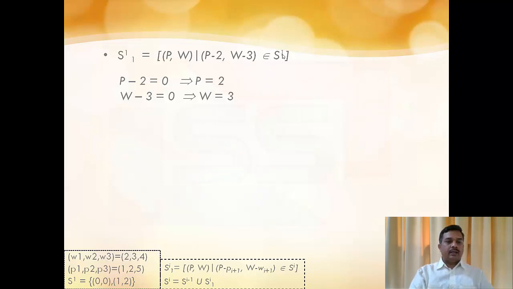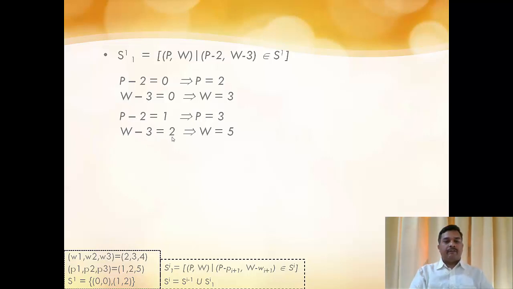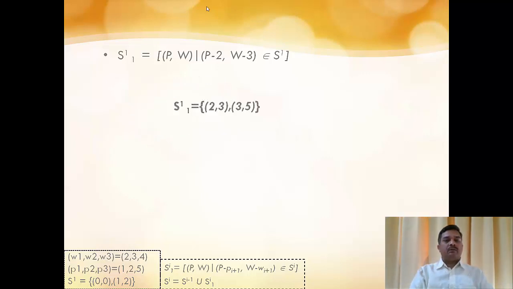Now S^1 contains (0, 0). So if we take the first pair, P minus 2 equal to 0, we'll get P equal to 2, and W minus 3 equal to 0, we'll get W equal to 3. Similarly, the second pair in S^1 is (1, 2). So P minus 2 equal to 1 gives P equal to 3, and W minus 3 equal to 2 gives W equal to 5. I can write S_1^1 as (2, 3) and (3, 5).